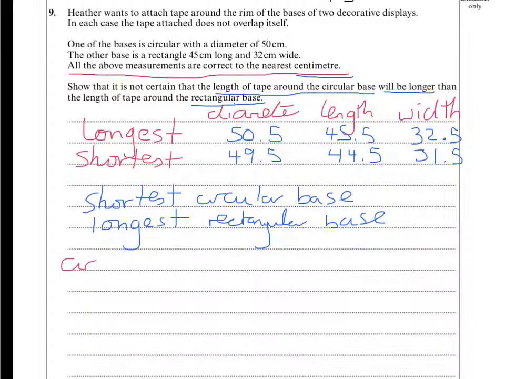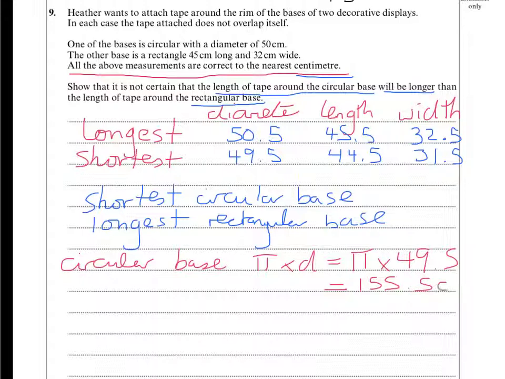So if you looked at your circular base first, you worked it out correctly in the one that you sent over, so that was pi times your diameter, and if we want the shortest circular base, that's going to be pi times 49.5. So if I do that on my calculator quickly, that gives 155.5 centimetres.